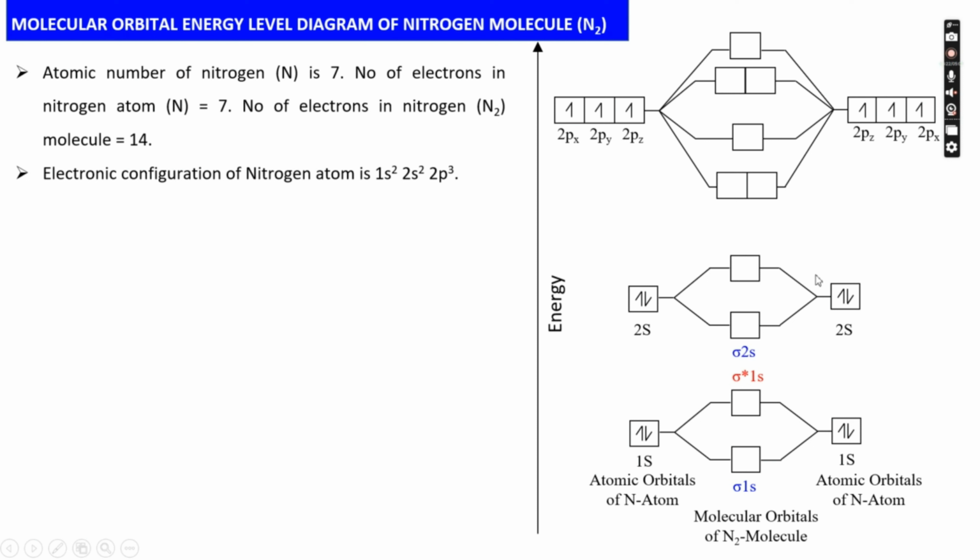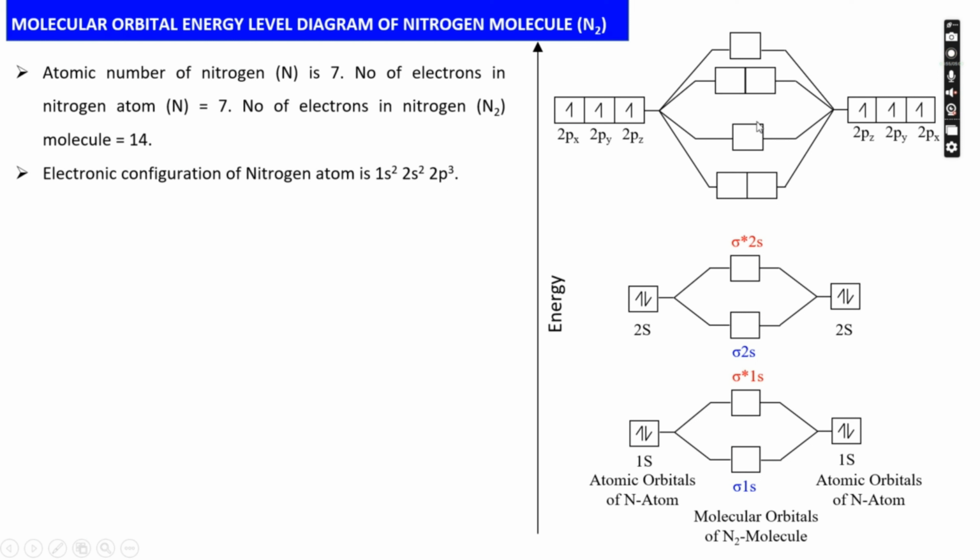Similarly, a 2s atomic orbital can overlap with another 2s atomic orbital. The resulting molecular orbital name is sigma 2s, because a 2s orbital overlapping with a 2s orbital can provide only sigma molecular orbitals. This sigma molecular orbital results from 2s atomic orbitals, therefore the name is sigma 2s. This is the bonding molecular orbital. When the bonding molecular orbital name is sigma 2s, automatically the anti-bonding molecular orbital name is sigma star 2s.